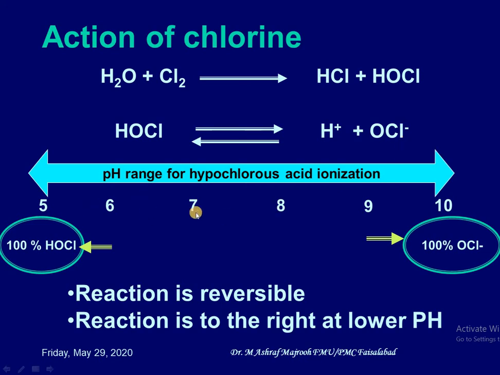As the pH is increasing, the reaction towards the right side will be favored and the OCl availability will be increased. 100% OCl will be available at a pH of 9 to 10, and the least OCl and maximum hypochlorous acid will be available at pH 5 and below. The reaction is reversible and it depends upon the pH of the water.